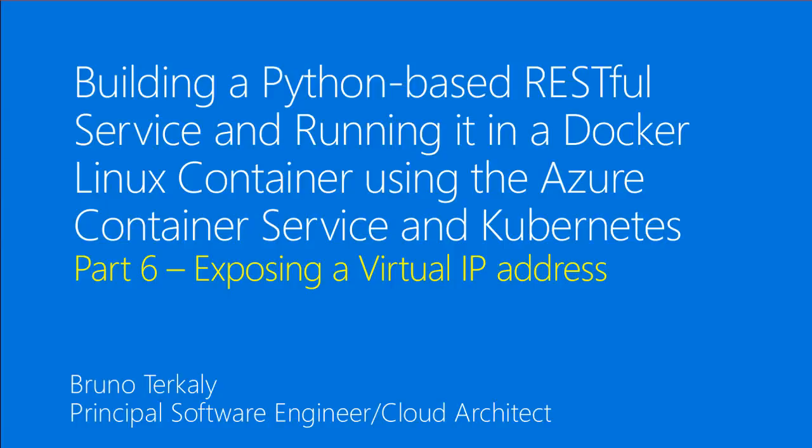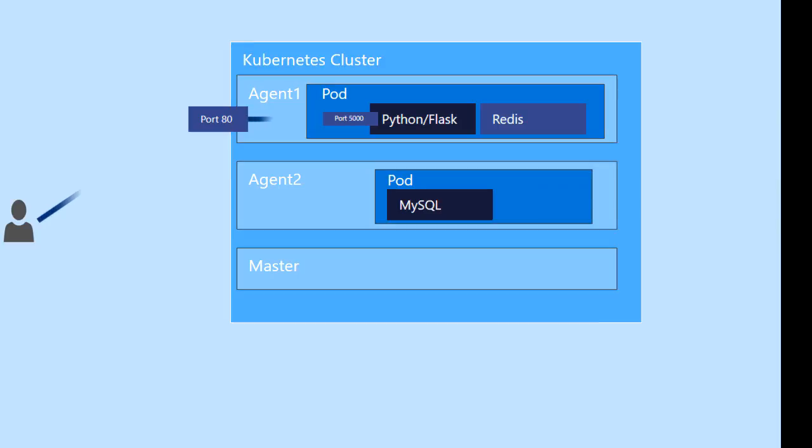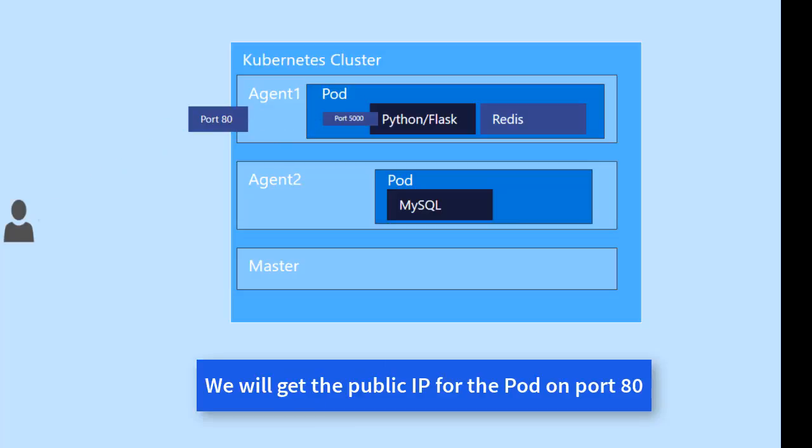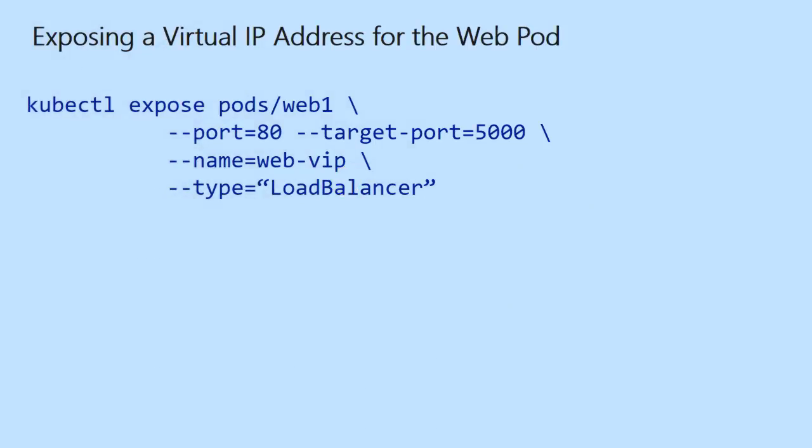This is a very brief video on how to expose a public IP address for your Kubernetes pods inside of your Kubernetes cluster. So again, the user is going to come in on port 80, and then through some of the routing mechanisms, it's going to NAT it to port 5000 of our pod. So we have Python, a web service, listening on port 5000, but the user is coming in on port 80. That's what we're going to demonstrate here.